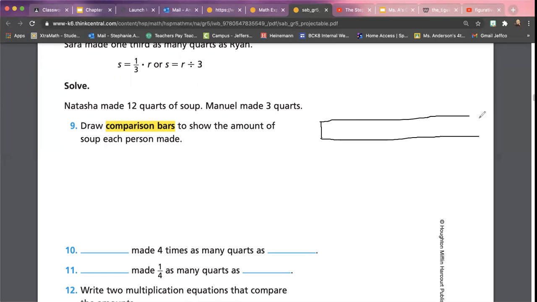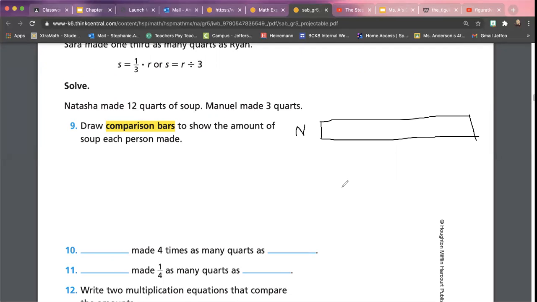I'm just going to draw hers as a long one. We know Natasha's is bigger. And we know Manuel's is smaller. Who could tell me how to draw Manuel's comparison bar? How would I use this 3 and 12? What kind of comparison do we have going on here?